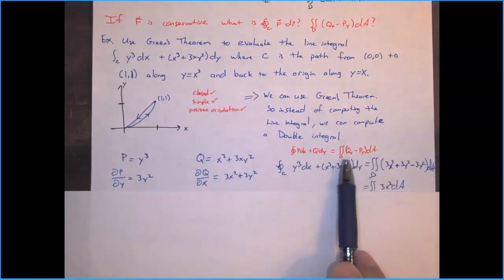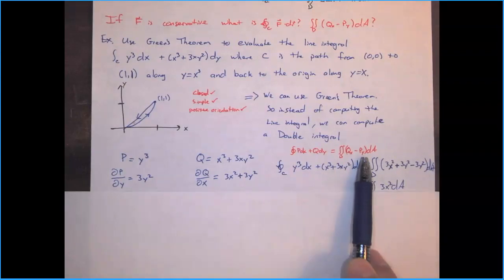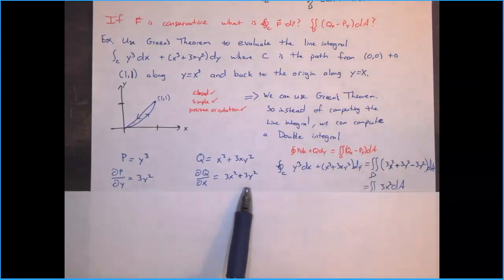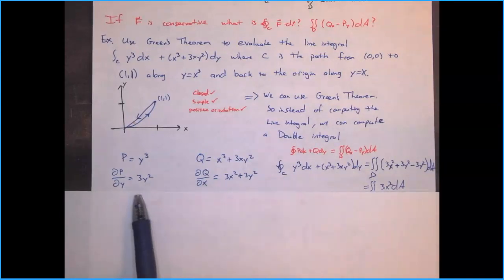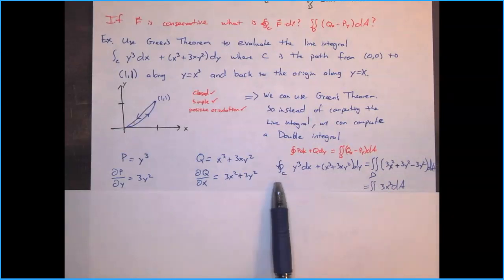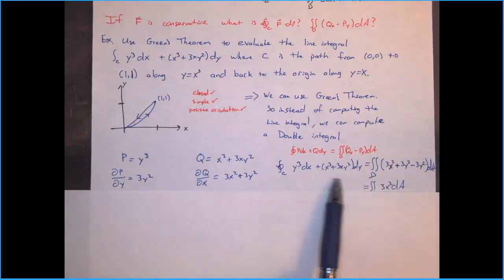When I set up this double integral, I need the partial derivative of Q with respect to x and the partial derivative of P with respect to y. So if I take those partial derivatives, I get 3x squared plus 3y squared for the partial derivative of Q with respect to x, and 3y squared is the partial derivative of P with respect to y. So I set up this double integral. Green's theorem says it's equal to this line integral. That's what I want to find.